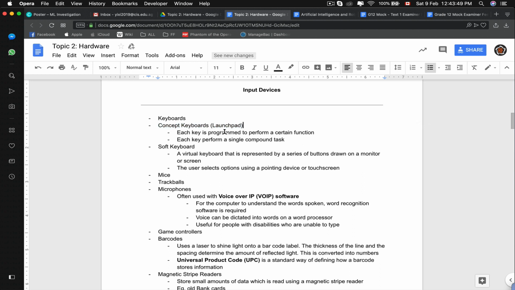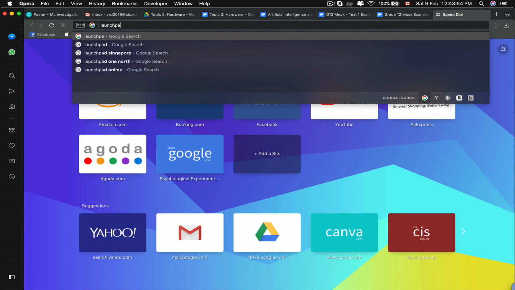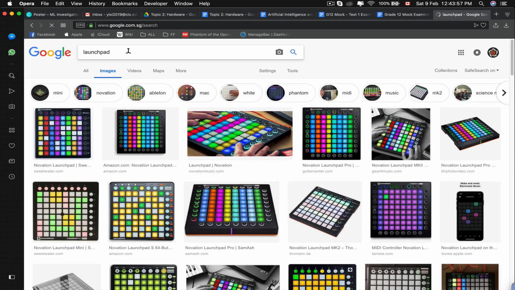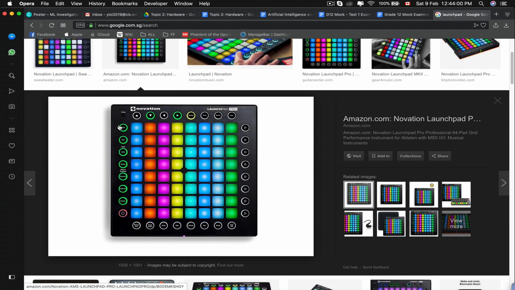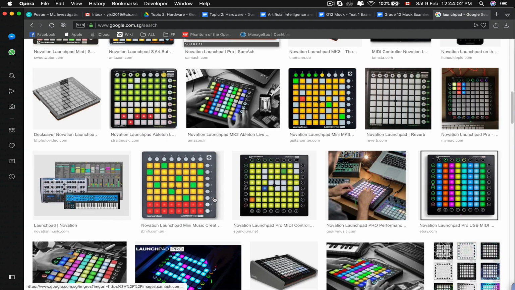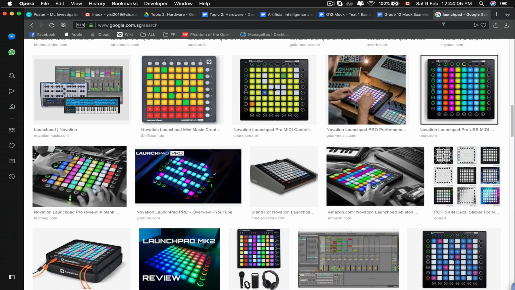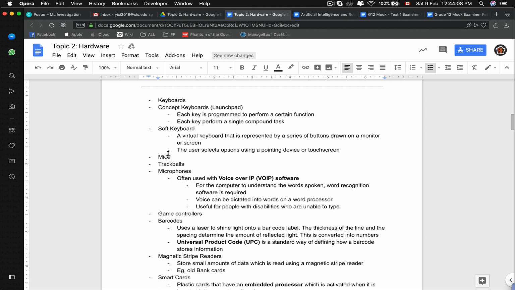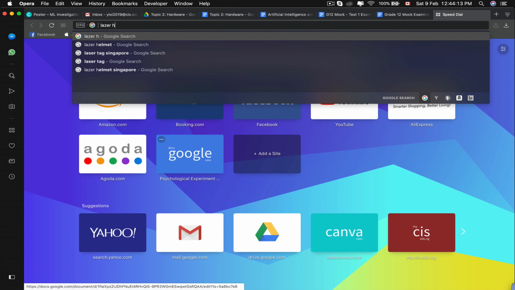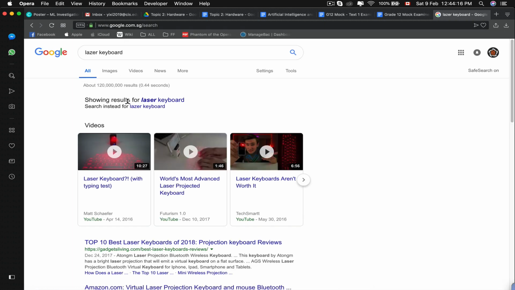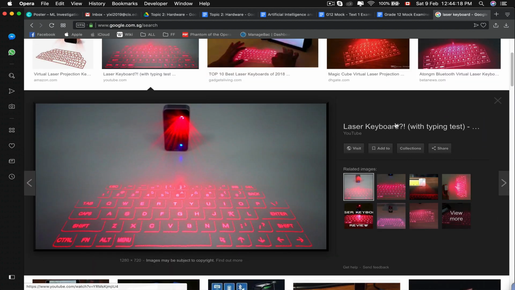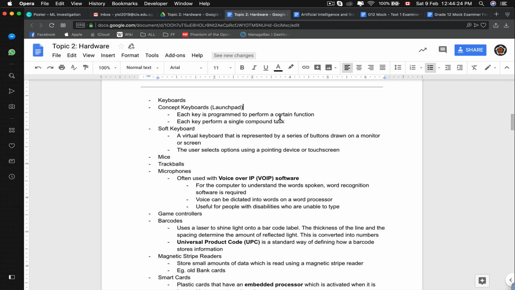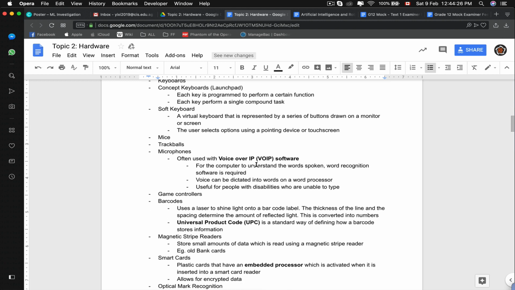So concept keyboards, they are like MIDI keyboards, if you know what they are. This is an example of a concept keyboard. So each button is programmed to do a specific function. In this case, it is to play a set of sounds. Soft keyboard, virtual keyboard. For example, the laser keyboard they invented a few years ago now. This is an example of a soft keyboard. It's not real. Or even better, a soft keyboard you use every day would be the keyboard on your phone or on your iPad.